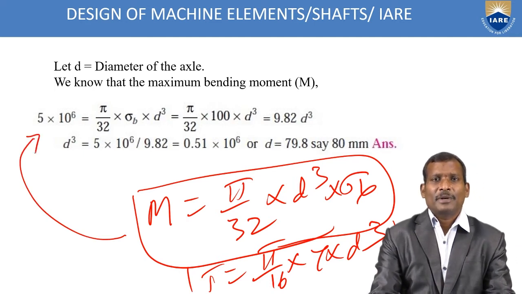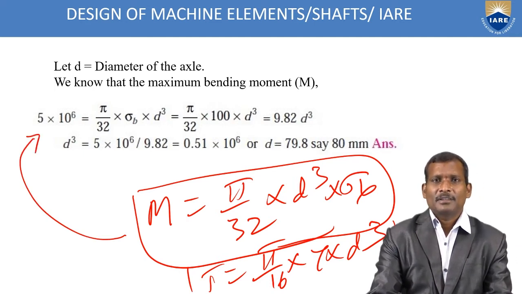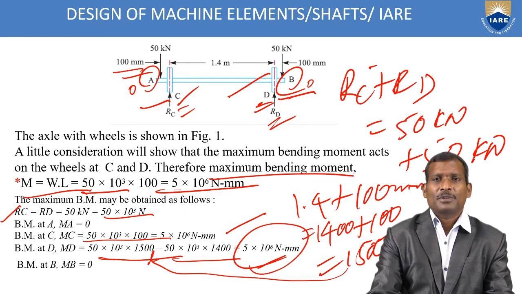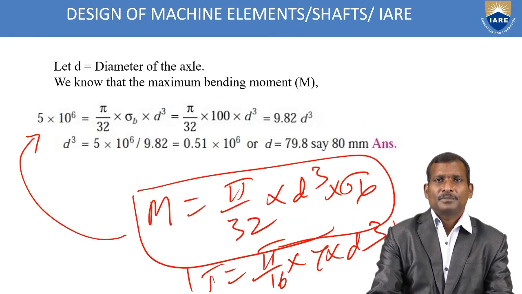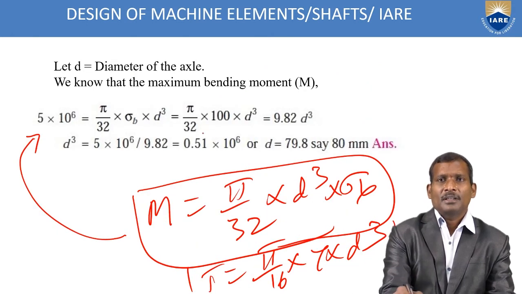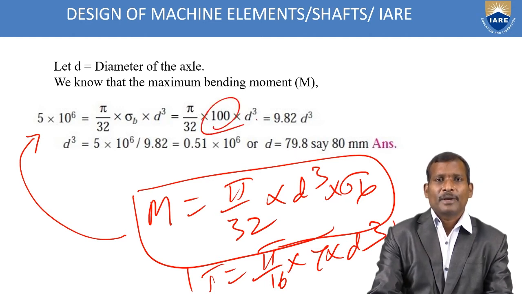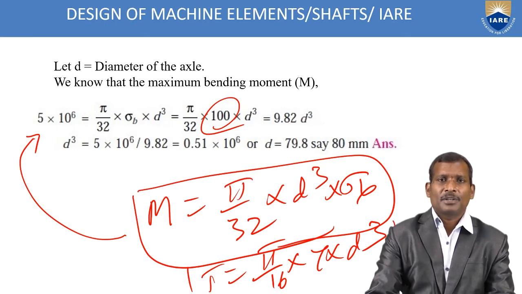So the calculated maximum bending moment is here. What is the bending moment here? 5 into 10 to the power of 6 Newton mm. So take that bending moment and equate it to the equation. Sigma B is already given in our problem as 100, that is the maximum stress. There is no factor of safety given, so there is no need to calculate allowable stress.